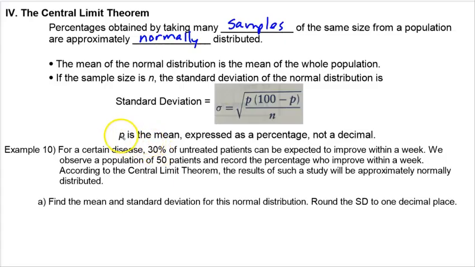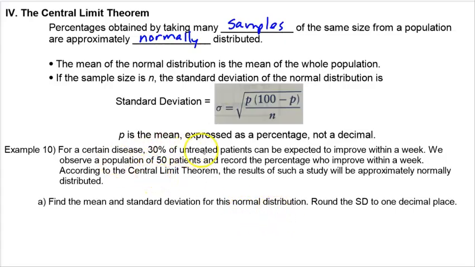So notice here that P in these problems, the mean, is going to be given as a percentage because we're taking samples of a whole population. But when we use the number in the formula, we just use the regular number. So not 0.30, we're just going to use 30 in place of P. All right, so let's find the mean and the standard deviation for this particular situation.